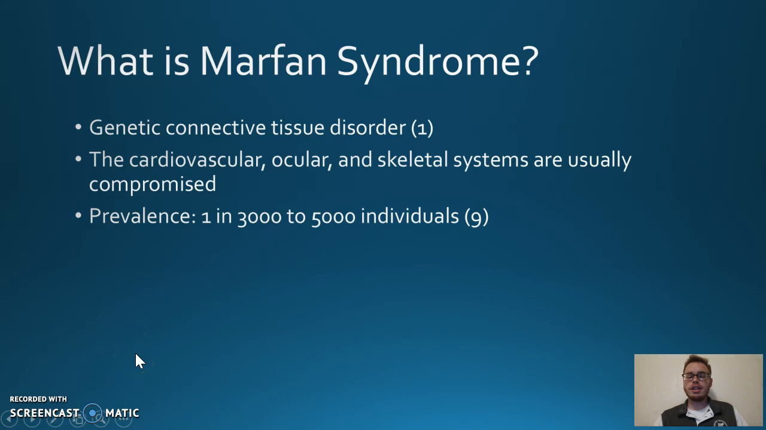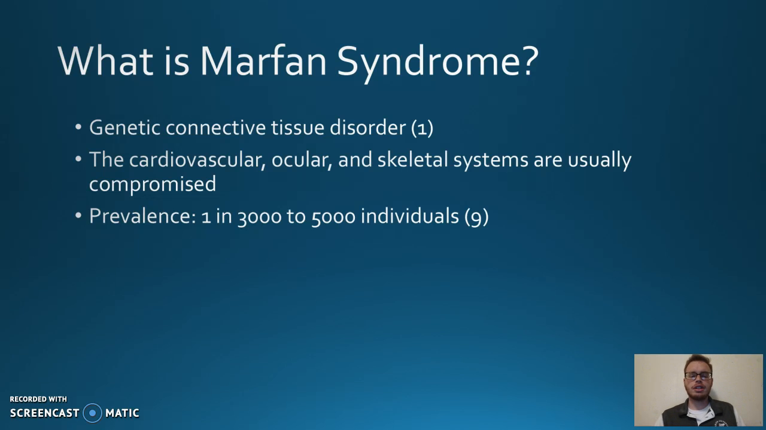First of all, what is Marfan Syndrome? Marfan Syndrome is a genetic connective tissue disorder affecting the growth and development of your body throughout your life. It regularly compromises the cardiovascular, ocular, and skeletal systems for patients. One out of 3,000 to 5,000 individuals are diagnosed with Marfan syndrome.